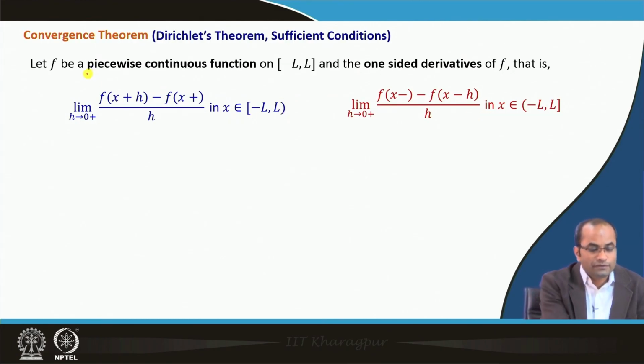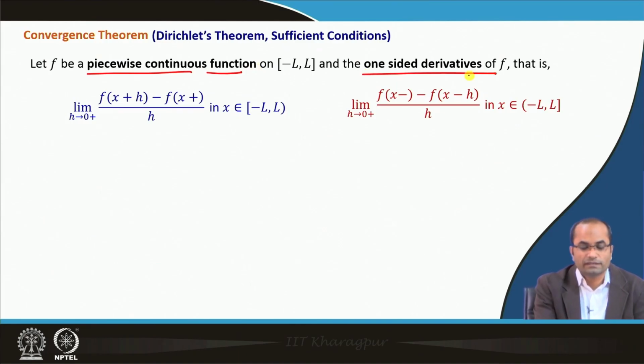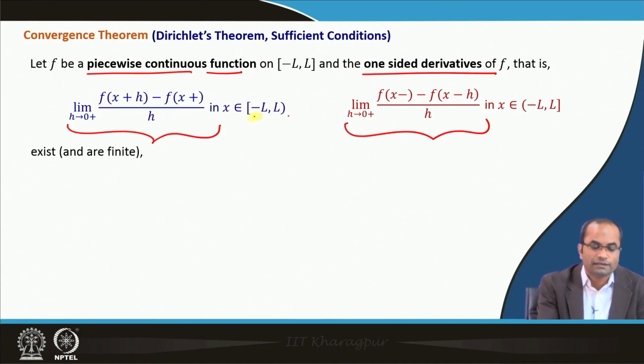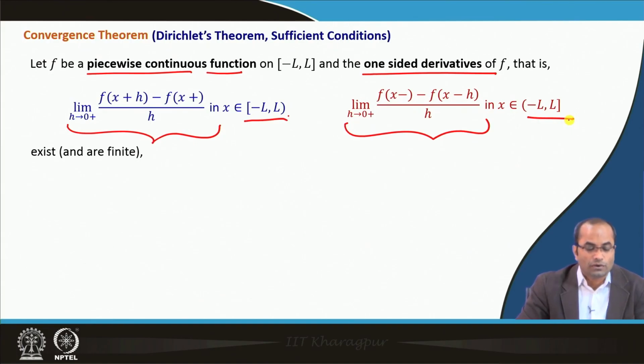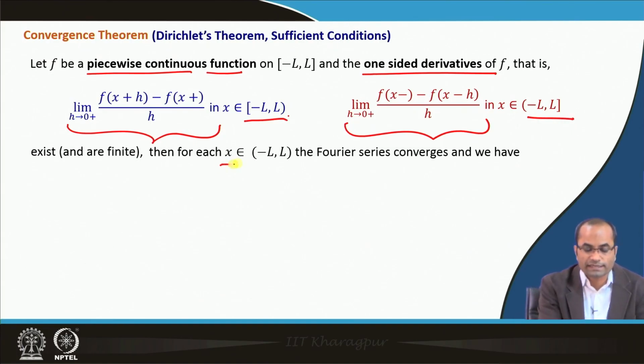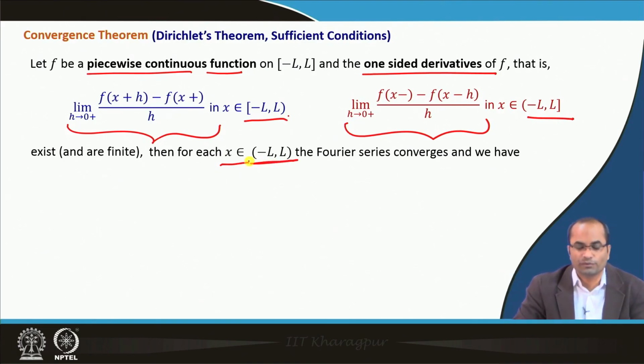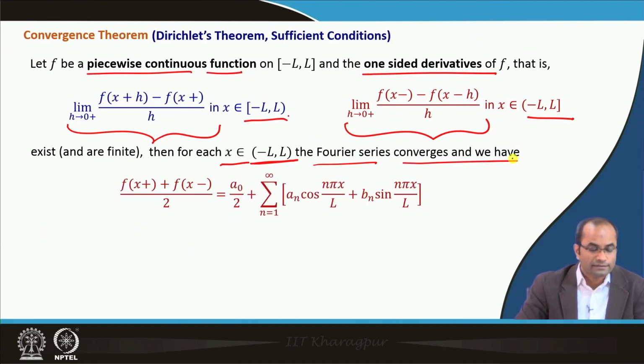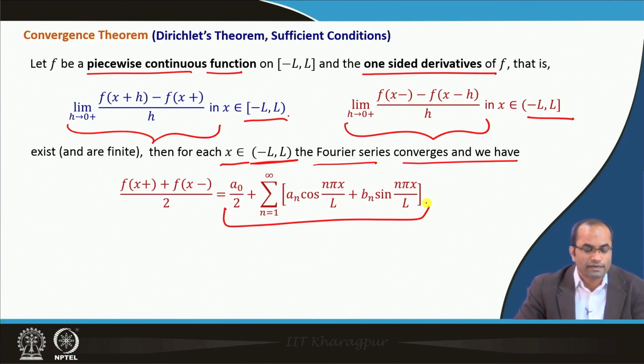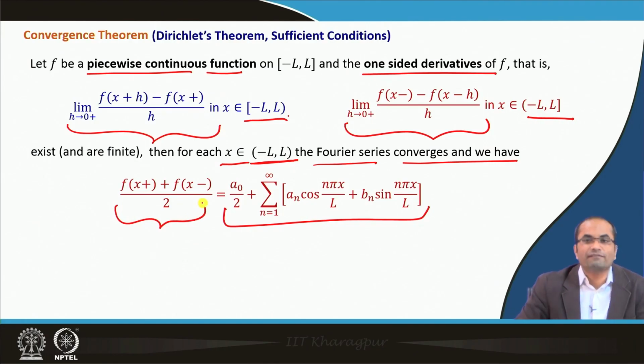So, if the function is piecewise continuous and the one-sided derivatives, that means these two limits, exist for each point in these respective intervals and they are finite, then for each x, we can take any x in this open interval minus L to L, except the boundary points. We will also discuss the boundary points. The Fourier series converges. This is the Fourier series, the right hand side is the Fourier series of the given function f, and it will converge to this average value.